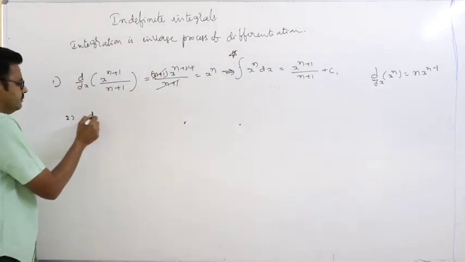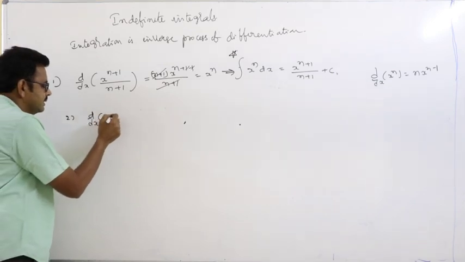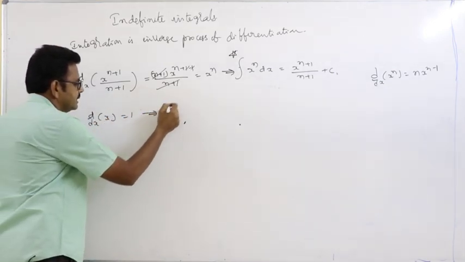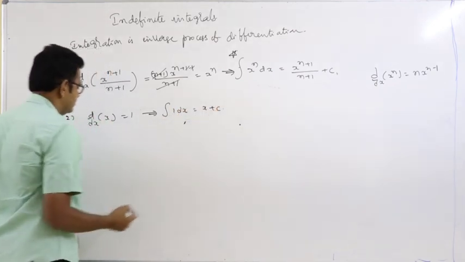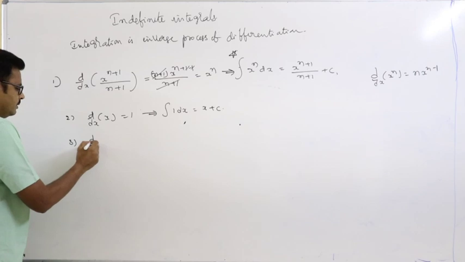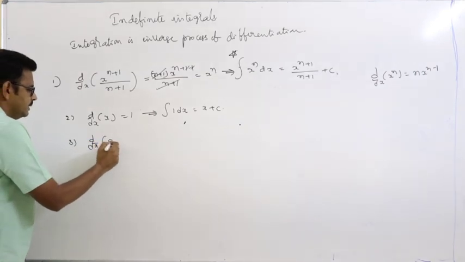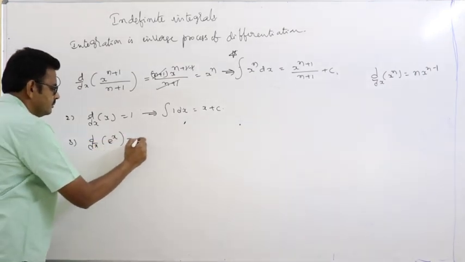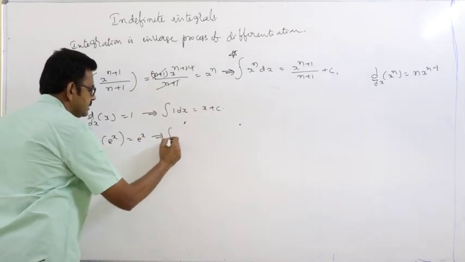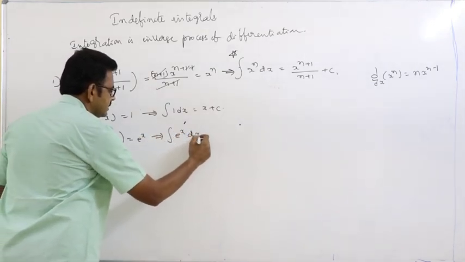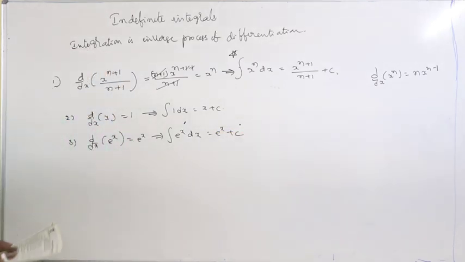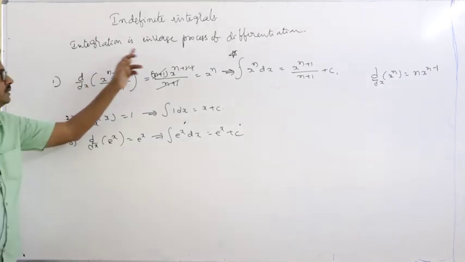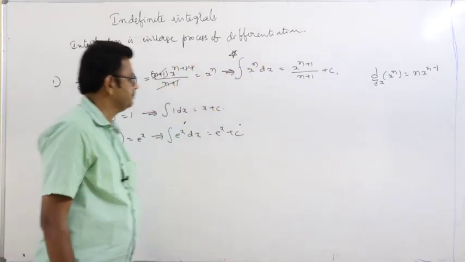The derivative of x is equal to 1 implies integral 1 dx is equal to x plus c. Derivative of e to the power of x is equal to e power x implies integral e power x dx is equal to e power x plus c. The inverse process of differentiation, that is integration. Integration is the inverse process of differentiation.